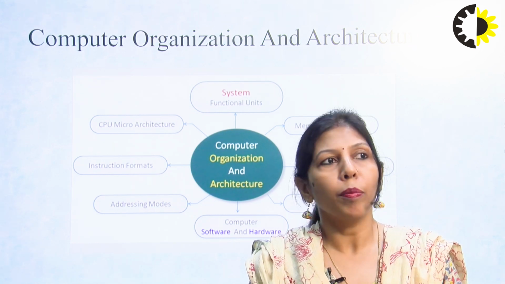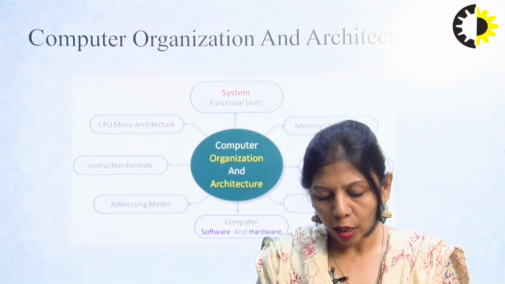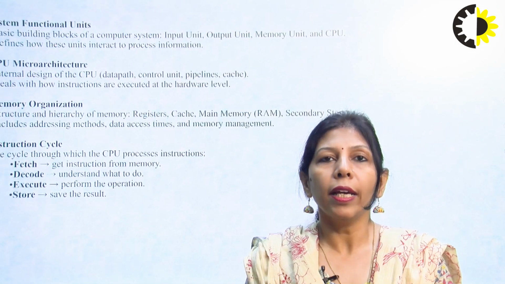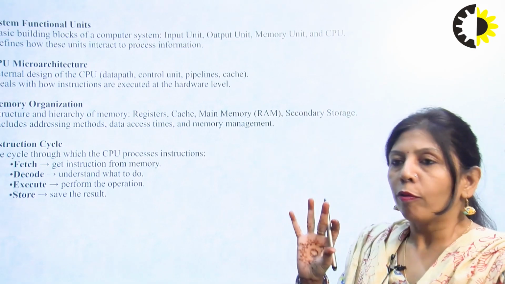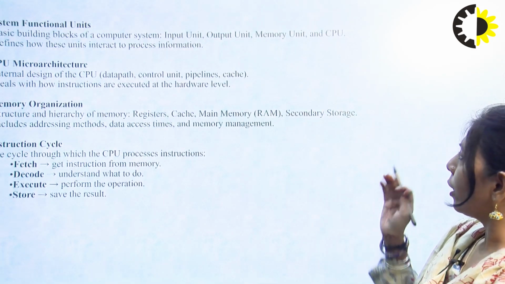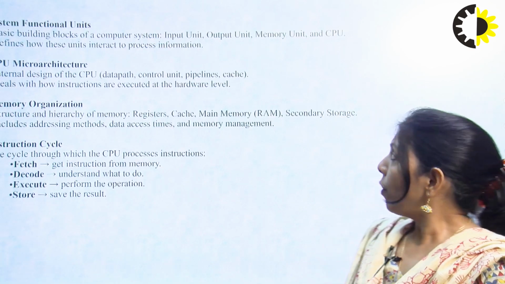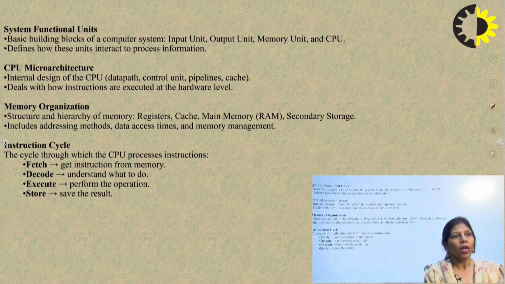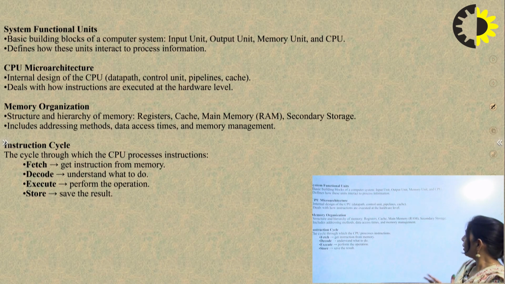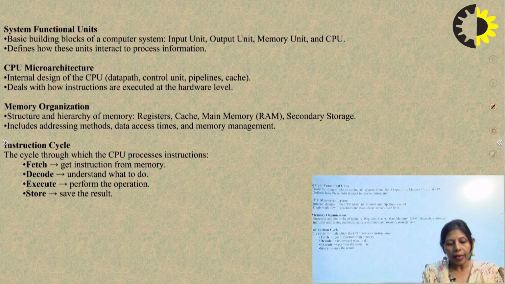multiple parts like the memory units, the addressing modes, the software, the hardware, everything. So we can say in a nutshell that the functional units have mainly 4 to 5 important parts: the input unit, the output unit, the memory unit, and the CPU. The CPU has the data path as well as the control unit. Data path and control unit decide how the instructions are executed at the hardware level itself. We need to know about it.